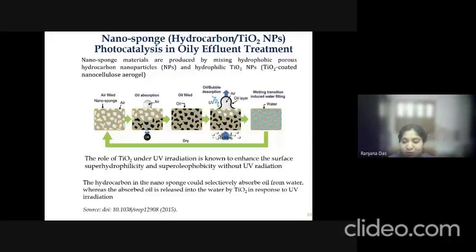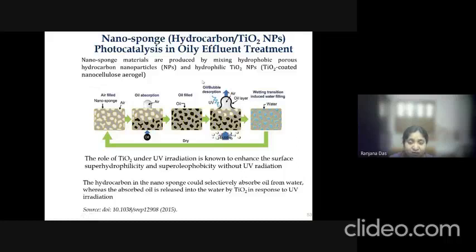Another important application is the nano sponge. Mainly it is used for oil and water separation. The design of the nano sponge is a combination of a hydrophobic material and hydrophilic nano TiO2 molecules. The oil and water mixture is allowed to pass through the sponge. So what will happen? Oil and water get filled in this sponge. Now UV light is applied. And what is the utility of this UV light?